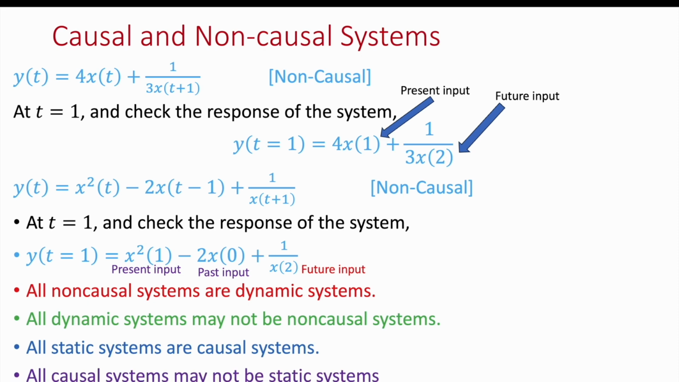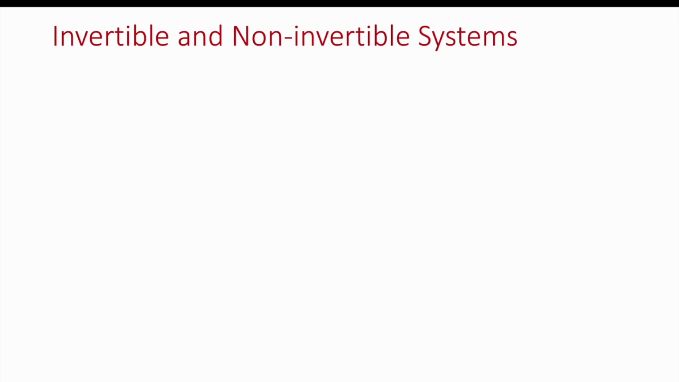But all causal systems may not be static systems, because we have seen that in a causal system there can be a memory component as well. Like if there is a past input and a present input, the system is a causal system, but since the past input is there, the memory component is there. So you cannot say that it is a static system. That is why all causal systems may not be static systems.